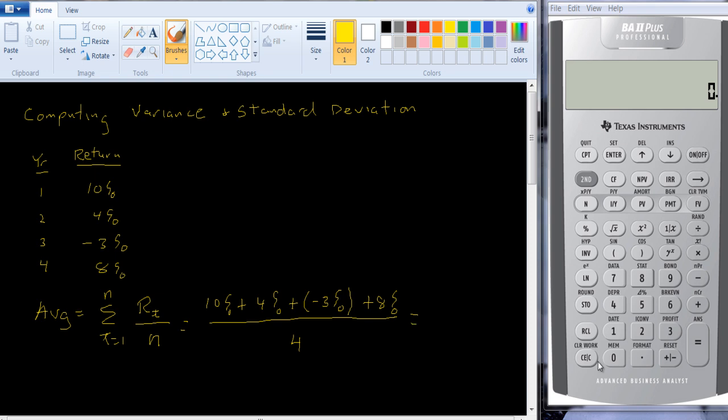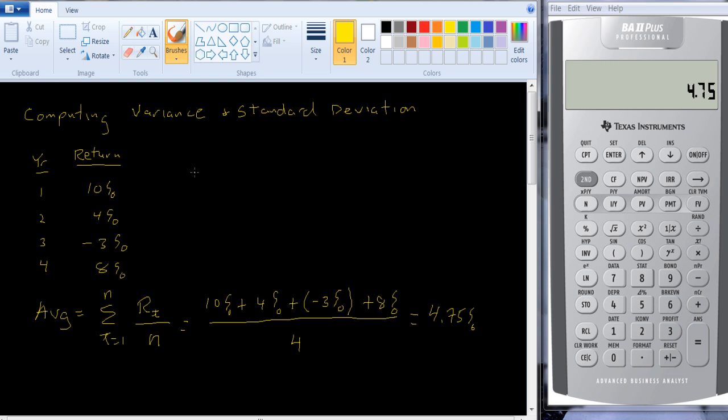So let's see what we get here. We have 10 plus 4 plus negative 3 plus 8, which is 19, divided by 4, so we get 4.75%. All right, so we know that's the average of these. Now, how spread out are these numbers around this average?